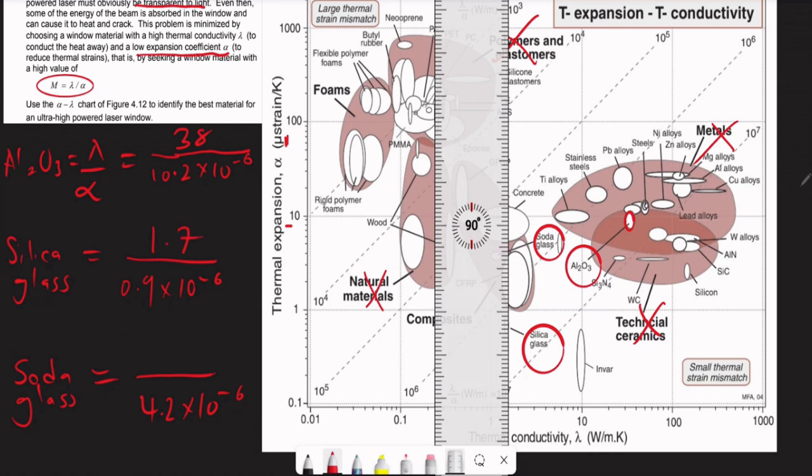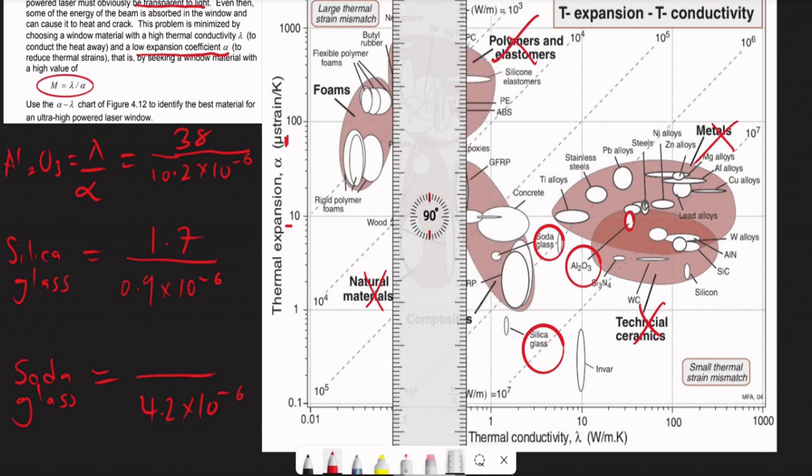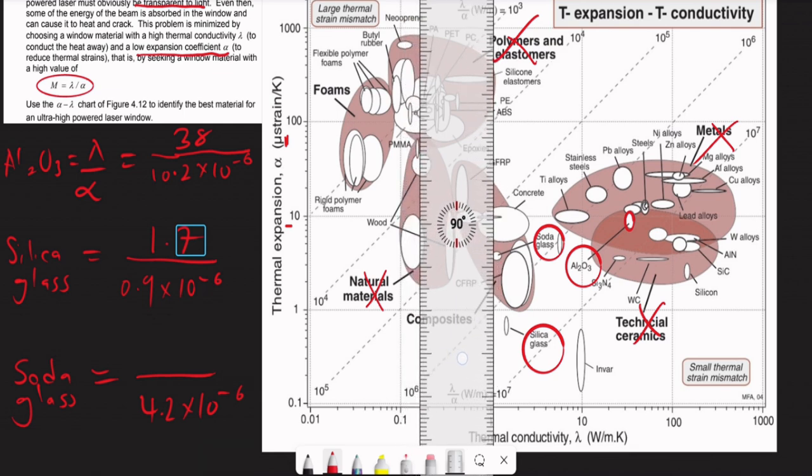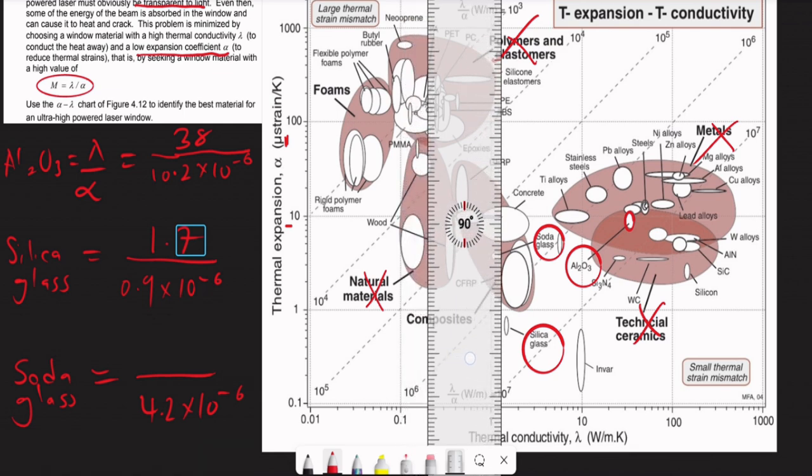Then for soda glass, if you place this just near soda glass, so this is 1. For soda glass, you can see it's not really half, but it's almost at the center. So you can call this 1.4.